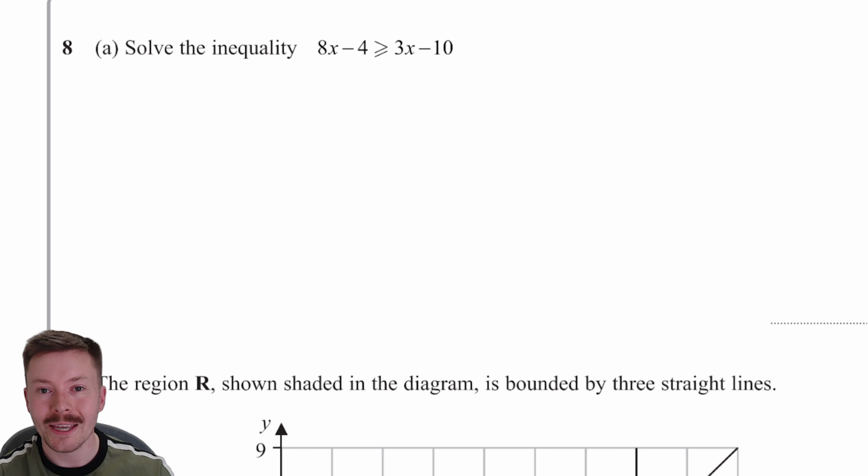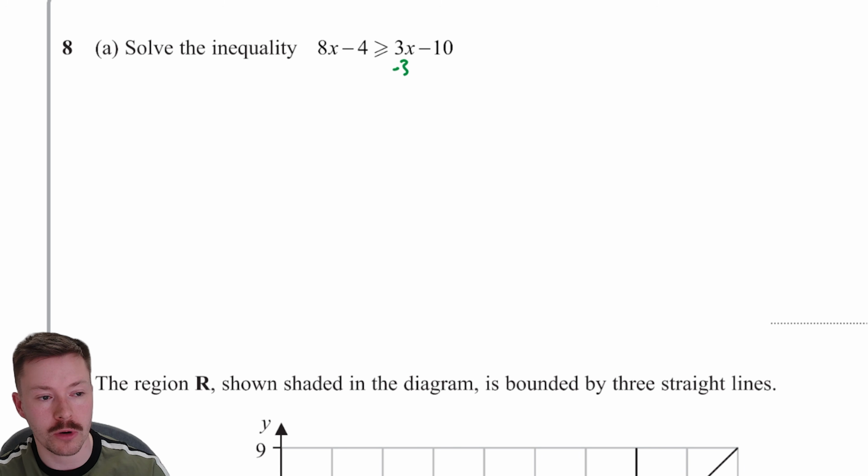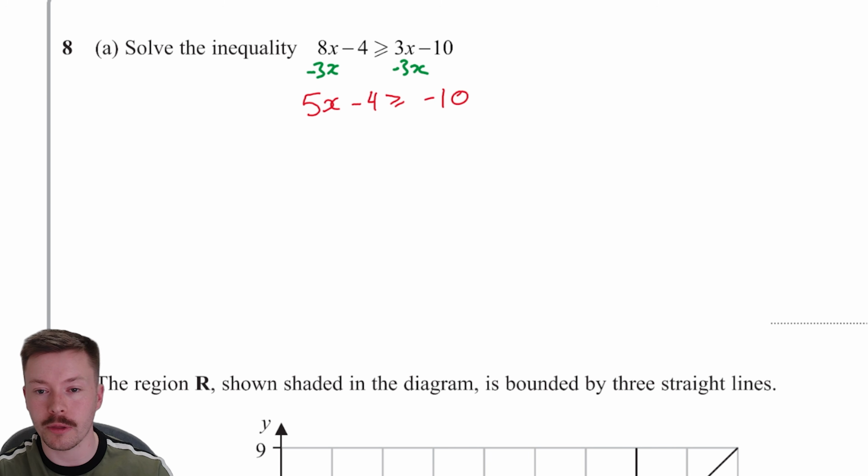So the first thing I'm going to do is cancel out the smallest amount of x's, which is 3x, because I've got x's on both sides here. So to do that, because it's positive 3x, I'm going to subtract 3x from both sides. Okay, now that will give me 8x take away 3x is 5x. Still got the minus 4, and I just copy the symbol. The 3x has been cancelled out with the minus 3x, so I'm left with minus 10 on the right hand side.